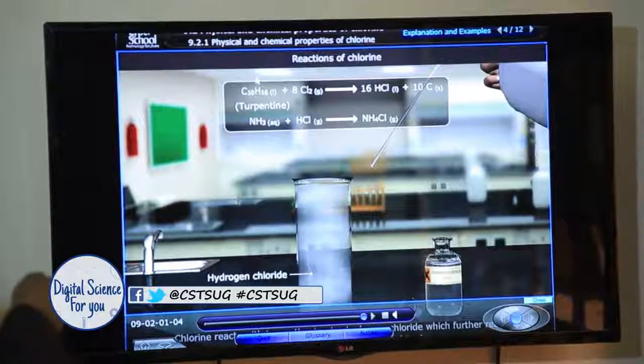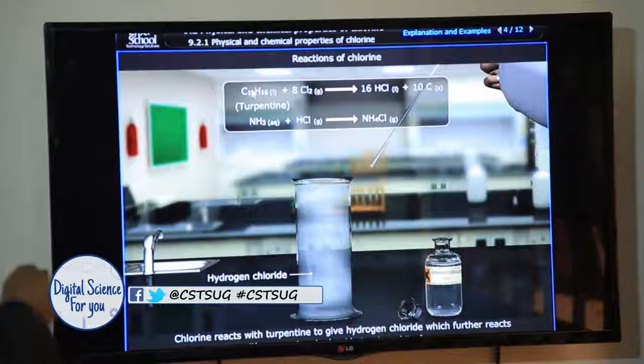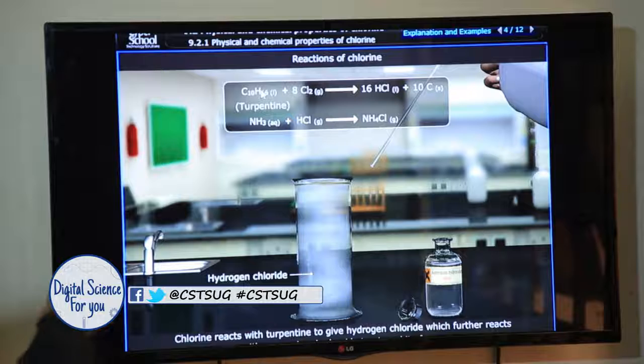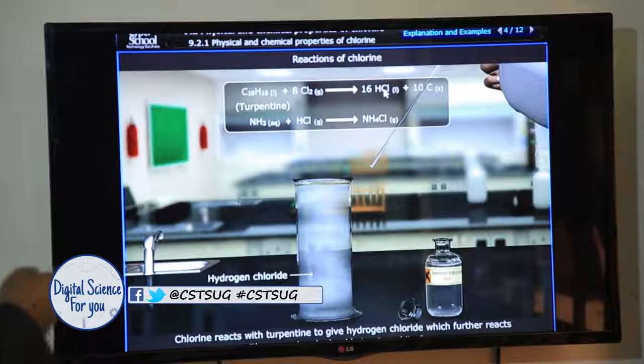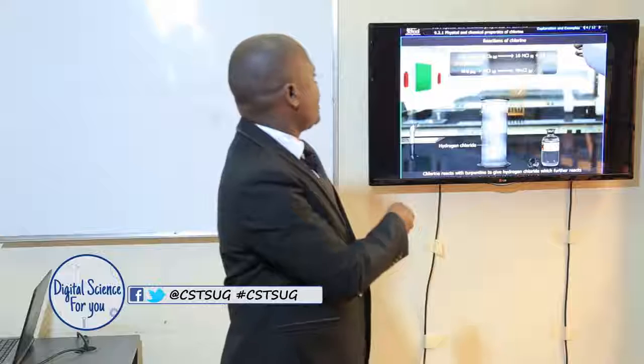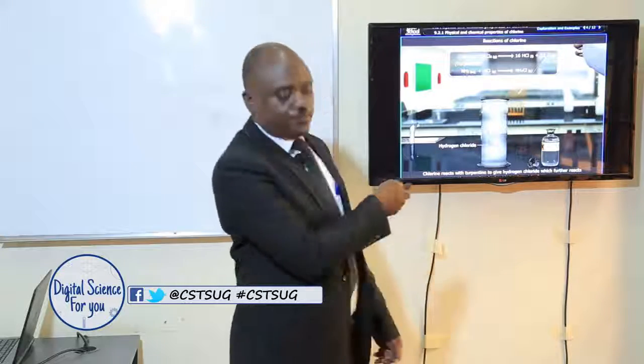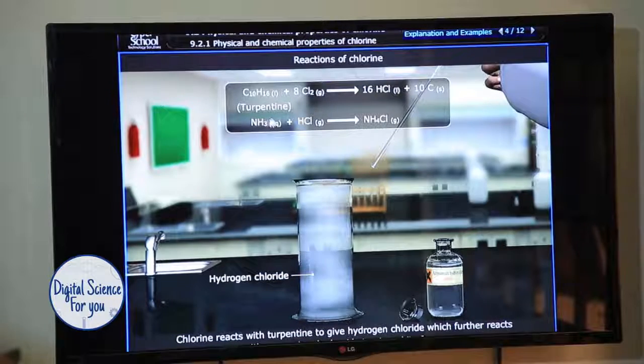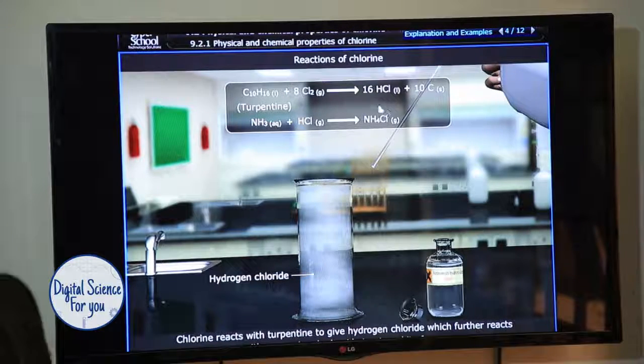So turpentine has the formula C10H16 and reacts with chlorine to form hydrogen chloride. Then we also have 10 moles of carbon, which we saw as a black substance on the paper. And then the hydrogen chloride gas which was formed reacts with ammonia, and you form ammonium chloride, which is the one in the form of dense white fumes.